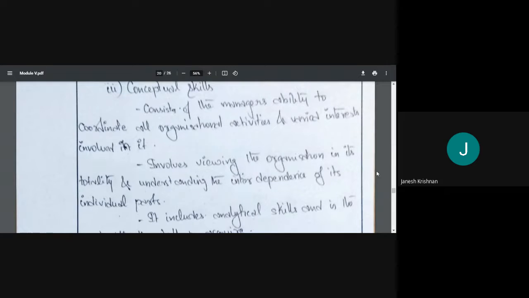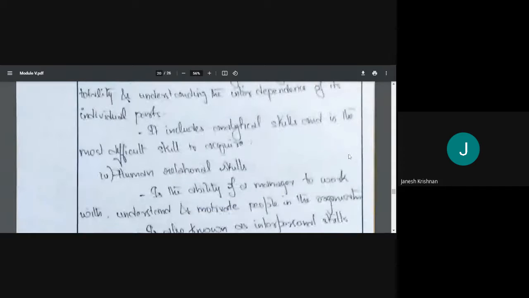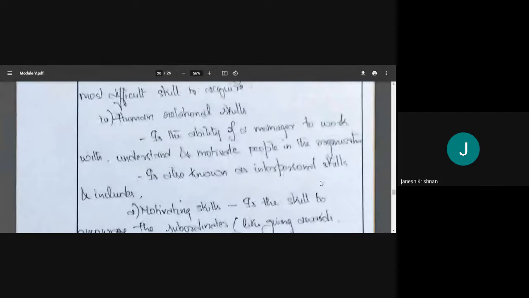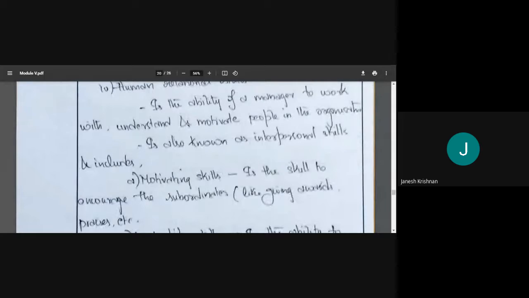So it includes analytical skills, and it's the most difficult skill to acquire, because it will take some time, right? So analytical and problem solving skills, technical skills, conceptual skills, and the fourth one is human relation skills. Because a manager is someone who has to work with different types of people.